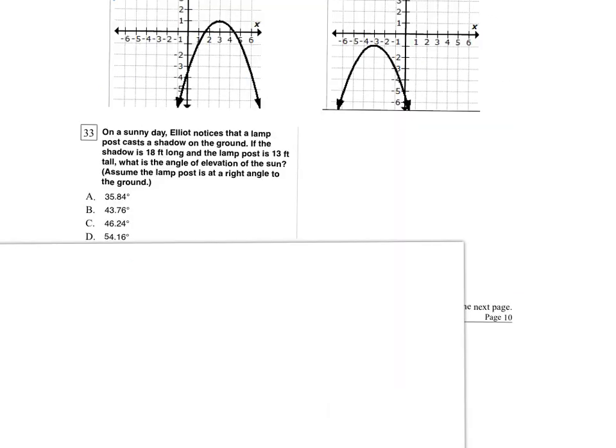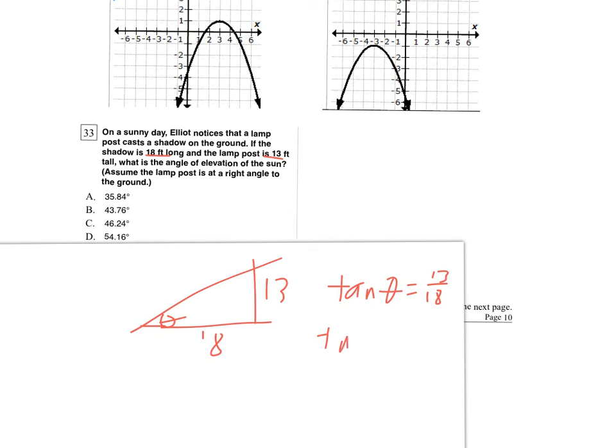All right, next up here it says that on a sunny day, a lamp post casts a shadow that's 18 feet long on the ground and it's 13 feet tall. So the 13 feet tall casts a shadow that's 18. And then what's the angle of elevation of the sun? Okay, so we're going to do tan of theta equals 13 over 18. And we'll just do the tan inverse on both sides. And so that would be theta equals tan inverse of 13 over 18. I'll let you guys do that on the calculator.